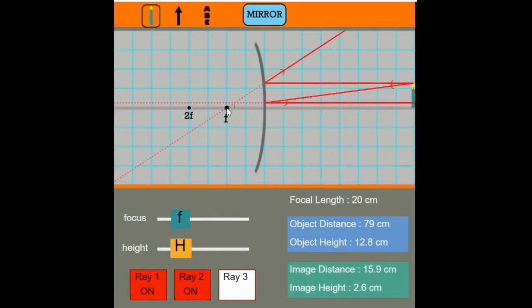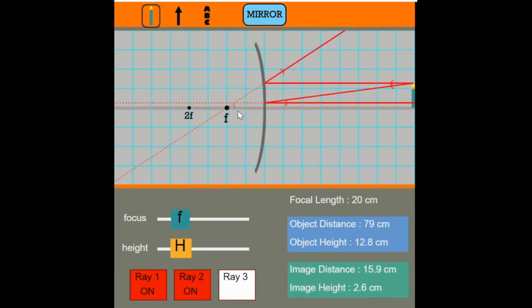And when it is passing through the focus, the reflected ray travels parallel to the principal axis. So in order to get the image, I need to draw the reflected ray backwards. These two are meeting at this point. So this is the place where the image is formed. When you place the object at infinity, what happens? The image is formed between F and P. And what are the characteristics of the image? It is small, erect and diminished.